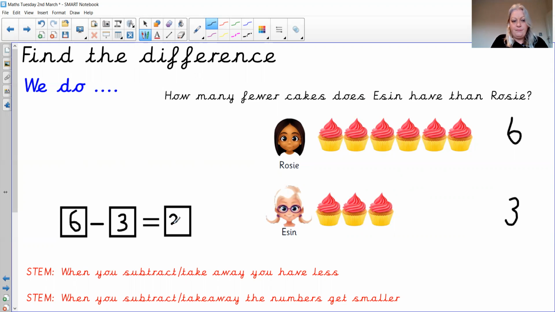So you can use my little trick here. I'm going to put down my line when they both have the same. And I can see there that she's got 3 less, because here's her gaps where her cakes could have gone, but she's got 3 less, because you can see quite clearly that Rosie has 3 more. If Rosie has 3 more, then Essie has to have 3 less than Rosie.